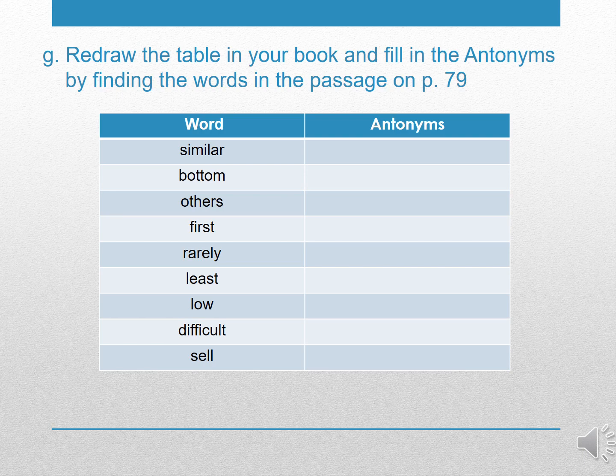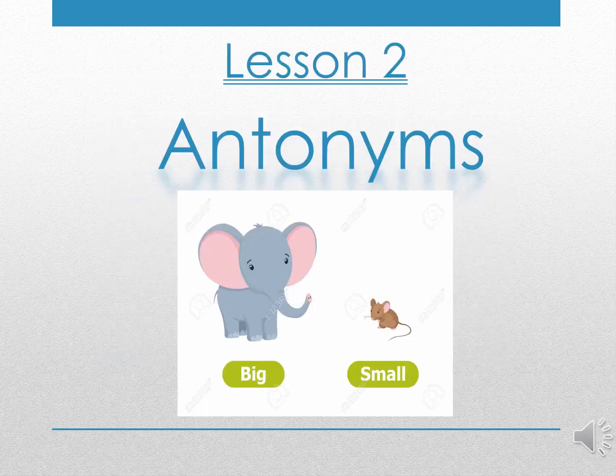At G, we will be looking at a bit of revision that you did in previous years. You will redraw the table in your book and fill in the antonyms by finding the words in the passage on page 79. At lesson number 2, we will be going into more detail about what antonyms are.